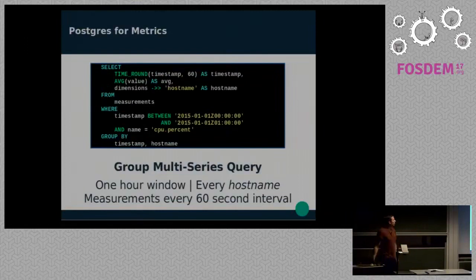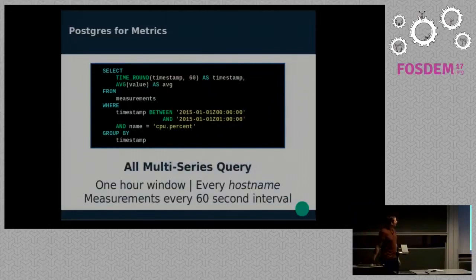And then this is an example where we want to get that individual series for all the hosts. Again we can dig into our dimensions field, grab the host name, and group by the time window and the host name as well. And finally, we might want to do this combo query where we roll everything up into one big metric. So CPU percentage for all my hosts. Don't care about dimensions.